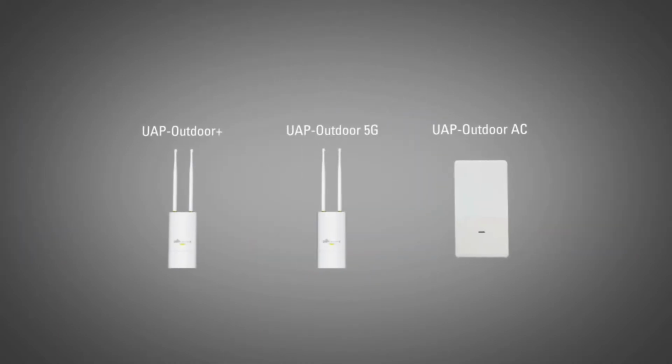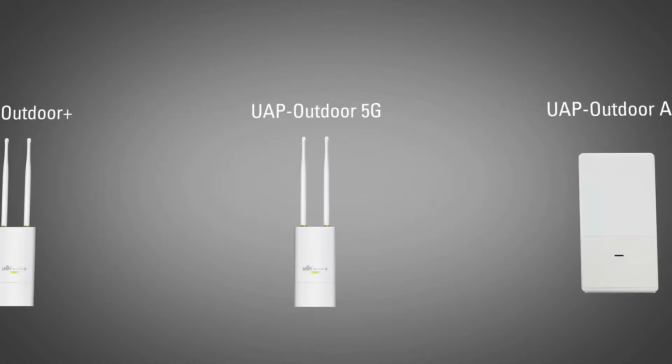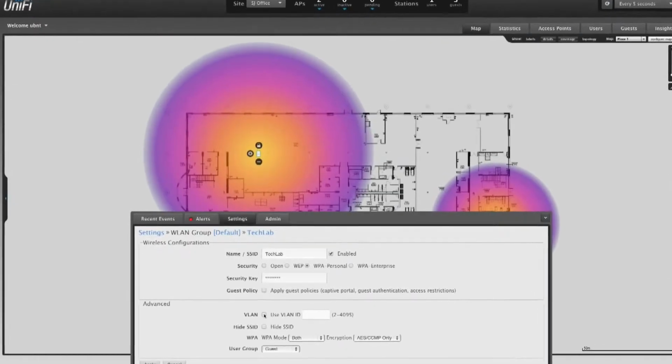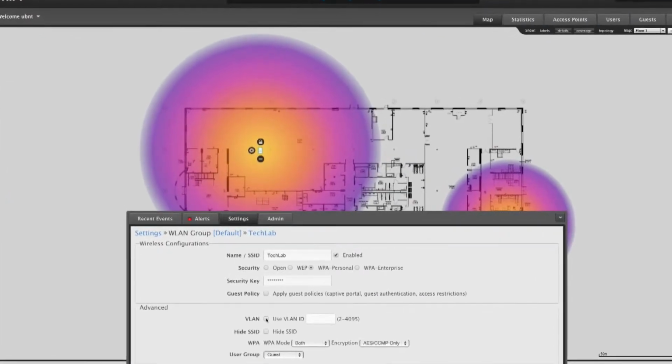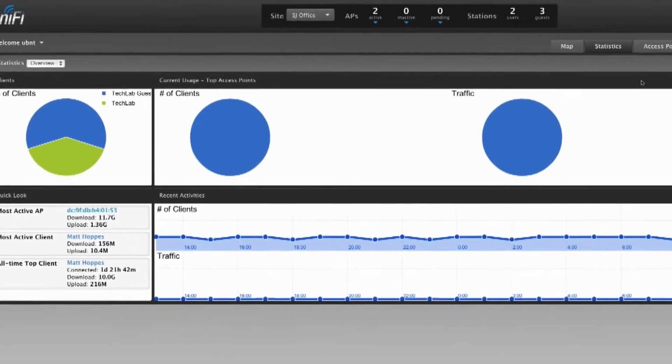We also have 3 different outdoor access points: the Outdoor Plus, the 5 GHz Outdoor AP, and the 802.11 AC Outdoor. The UniFi software is very intuitive and easy to use. And of course, UniFi comes with Ubiquiti's disruptive pricing. UniFi's software-based controller system gives you the flexibility to install on your own equipment at your facility or virtually in the cloud. Now that you're more familiar with the system, let's continue on to see who uses UniFi.